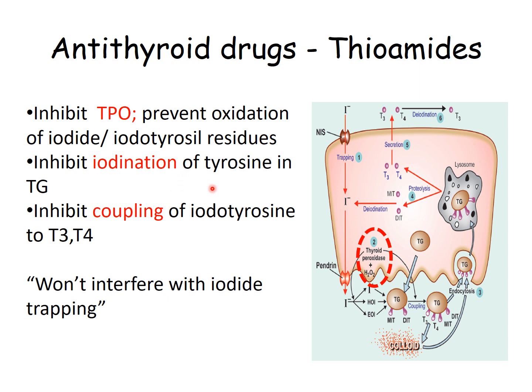So it will prevent the oxidation of iodide or iodothyrosyl residue, and also they will inhibit the iodination of thyrosin in thyroglobulin, and also finally they will inhibit the coupling of iodothyrosin to T3 and T4. So they are mainly inhibiting step 2 and step 3, and here the main enzyme is thyroid peroxidase. So they will be inhibiting the oxidation reaction and also the coupling reaction, but they won't interfere with the iodine trapping. So in the first step there is no action for our thioamides.